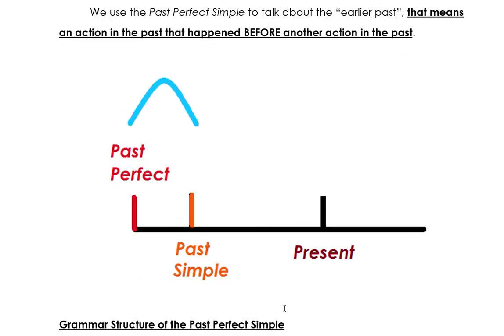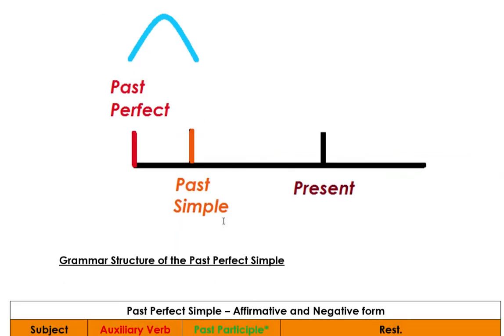Look at this chart. Here we have the present, the past simple, and the past perfect. Okay, the past perfect is the earlier past, okay? It's the older action. Then comes the past simple, and then, well, comes the present, yeah?